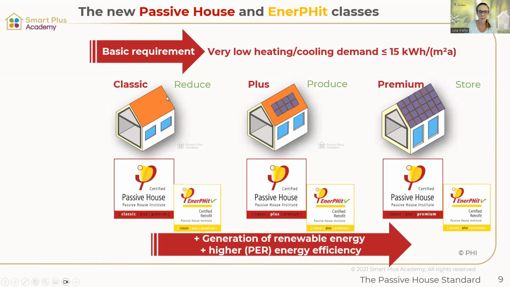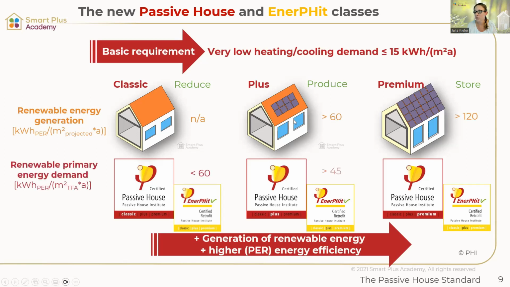If you have watched some of my previous videos, you know that I'm very passionate about that. If we haven't started to reduce our energy usage, it's not so clever to start producing energy, because the most sustainable energy is the one we're not using. That should always be our starting point. So reduce, produce, store, and that's what Passive House is really doing here. So our renewable energy generation goes up. We're producing more, and we're getting even more energy efficient with our homes, with our PER energy efficiency.